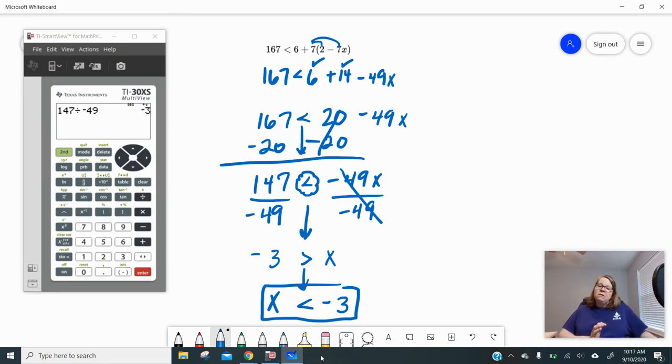So x could be negative 4, or it could be negative 3.2, or it could be negative 1,000,000. It's anything that's less than negative 3. That's a solution to this problem. And then we have to actually graph it.